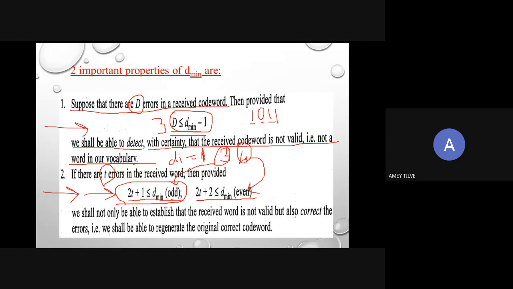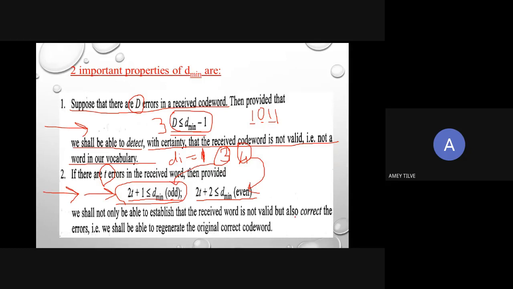So as of now, you should know what a code word is, what the information bit is, what K, R and N are, and what the formula is. Then you need to know what the Hamming distance is, how to calculate the Hamming distance, how to calculate the minimum Hamming distance, and what the properties of the minimum Hamming distance are.